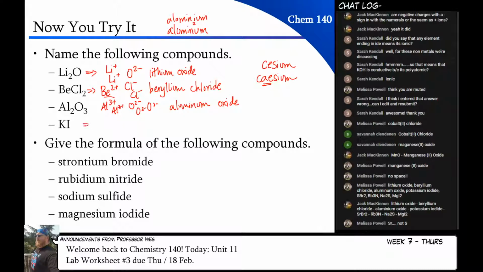Down here, we have K plus and I minus. K is potassium. And I is iodide. So there you go. Those are the first 4 compounds there.